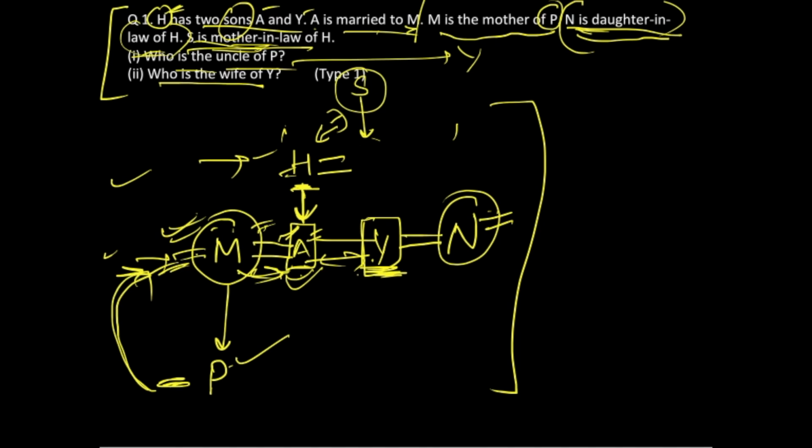So to the second son, that is Y, someone has to get married. So this turns out to be N. So the answer to the second part is going to be N. Alright, so this is how you have solved this particular question. Let's have a look at another one.